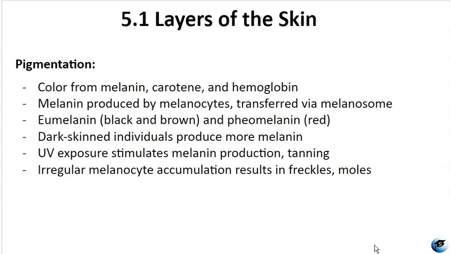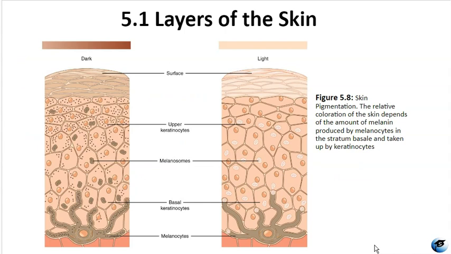Irregular accumulation of melanocytes can result in the formation of freckles and moles on the skin. This intricate interplay of pigments and their regulation by melanocytes contributes to the diversity of skin color and patterns. Figure 5.8 illustrates how increased melanin production by melanocytes in the stratum basale makes skin appear darker. This increased melanin production provides a natural defense against the harmful effects of ultraviolet radiation, as it absorbs and disperses the UVs and prevents damage to DNA and the skin cells.